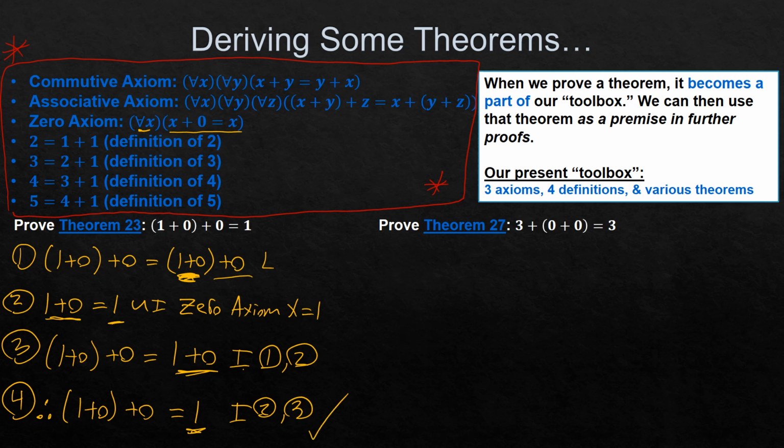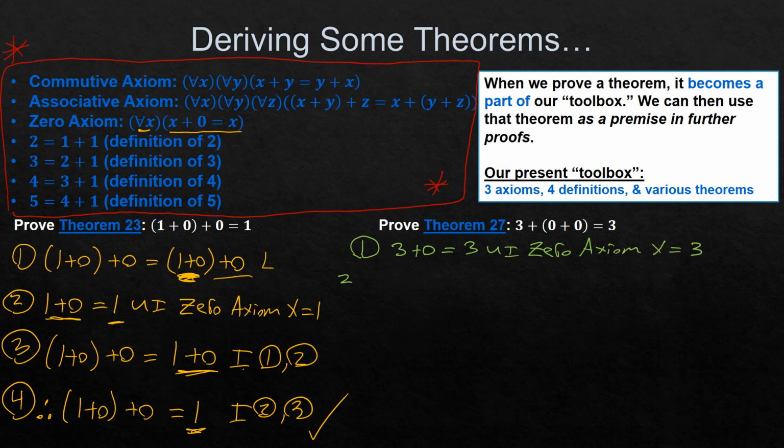But what about theorem 27? We have 3 + (0 + 0) is equal to 3. I suppose there are different ways to go about these things, but this time I'm going to jump into the 0 axiom right away. So let's just say for line 1 that 3 + 0 is equal to 3 by the universal instantiation of the 0 axiom with x being equal to 3.